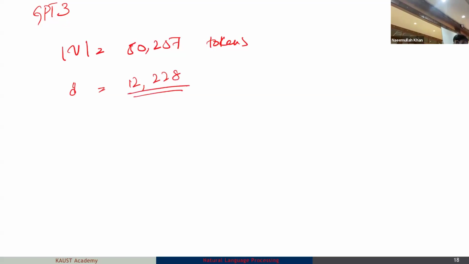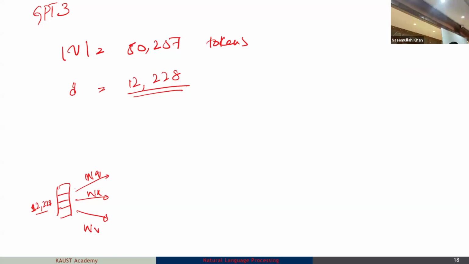The vocabulary size in GPT-3 is about 50,257 tokens. Okay, and the embedding dimension is 12,228. So I have a question for you. You have an embedding for a token, which is 12,228 dimensional, and you have to do some linear transformation of it. You have to do a linear transformation for a query, a key, and a value. The first question is, do you think we need all the 12,228 dimensions to do an attention mechanism for an embedding?